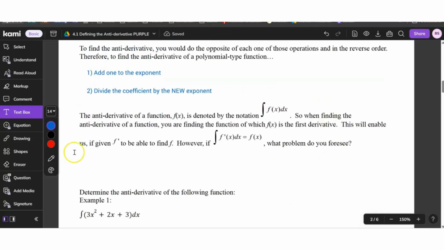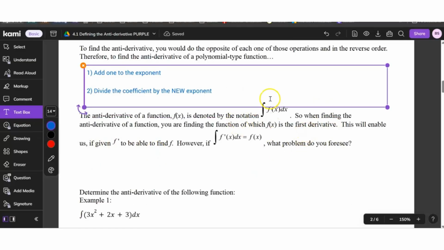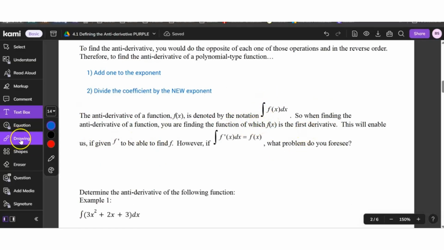So, the antiderivative of a function is denoted with this notation, this kind of S-looking thing here. When finding the antiderivative of a function, you're finding the function of which f of x is the first derivative. This allows us that if we are given f prime, we can find f. So we can work it backwards. And if we find f double prime, we could find f prime and then f, by doing it twice.